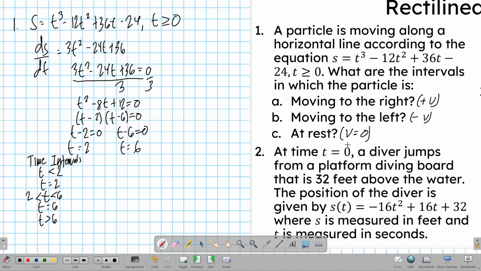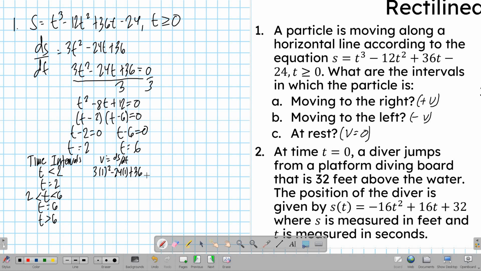So now, how do we check whether we have positive or negative velocity or it's equal to 0? We now substitute any number within the interval in our velocity function, which is our ds over dt. For example, in time interval t is less than 2, let's say 1, what would be 3 times 1 squared minus 24 times 1 plus 36?